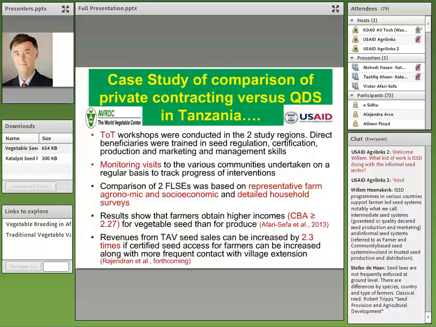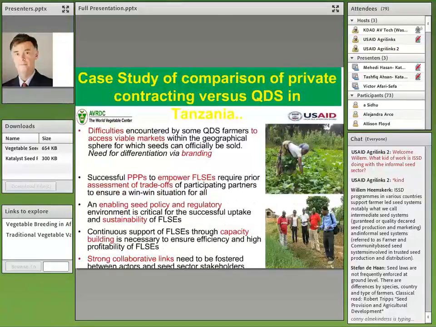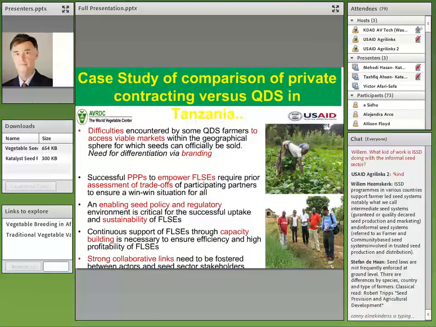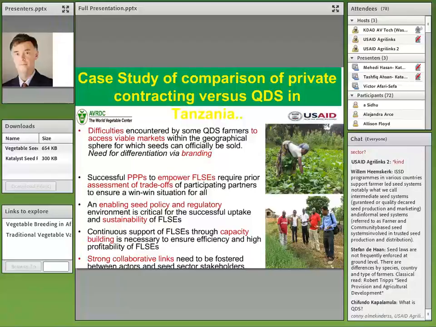Now, the revenues from the sale of seeds also increased by 2.3 times if farmers are able to access certified seeds. Now, there were difficulties encountered by some farmers in accessing viable markets, as I said. Trying to access markets beyond that agroecological zone can sometimes be difficult, and the seed is not much differentiated from ordinary standard seed sold in the market. So branding was critical to ensure success. The other thing is that we also require public-private partnerships to ensure the success of these, particularly if you want to look into the private sector model.